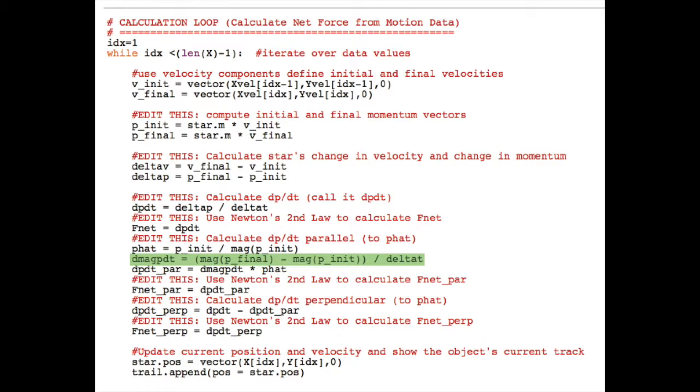At this point, the magnitude of dp dt is found by dividing the change in magnitude of momentum by delta t. To find the parallel component of dp dt, p hat is multiplied by the magnitude of dp dt. Due to our previous assumptions, we also know that the parallel component of dp dt is equal to Fnet parallel. Then the next step is to find the perpendicular component of dp dt. Since Fnet is its parallel and perpendicular components added together, we subtract dp dt parallel from dp dt to find dp dt perpendicular and thus Fnet perpendicular.